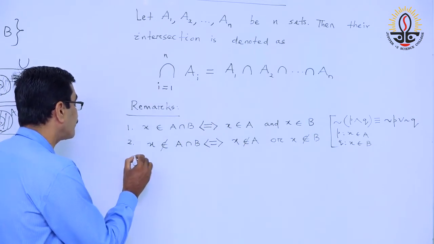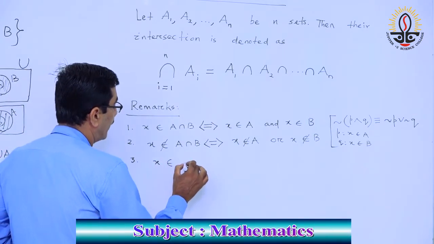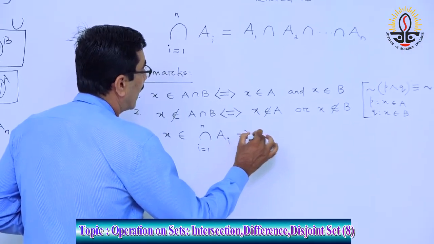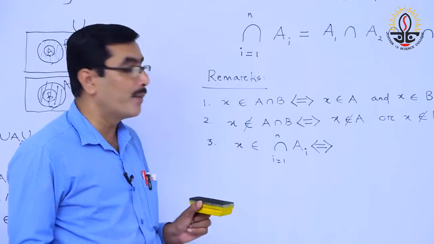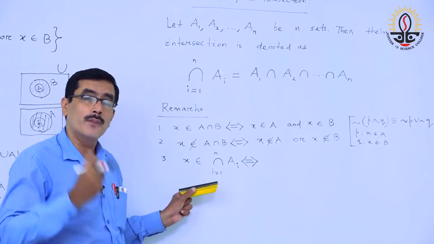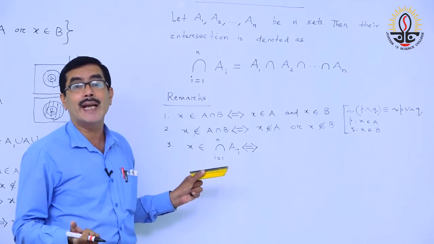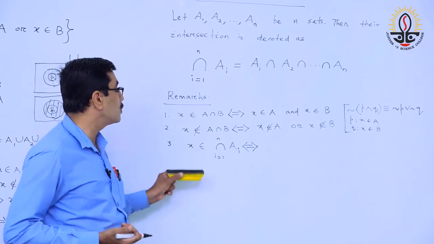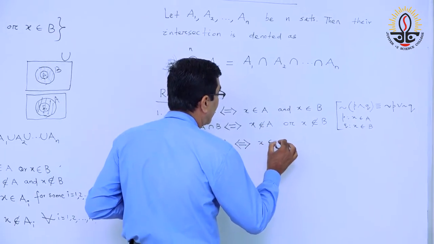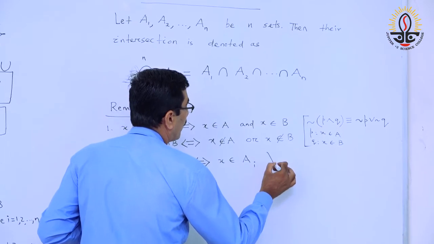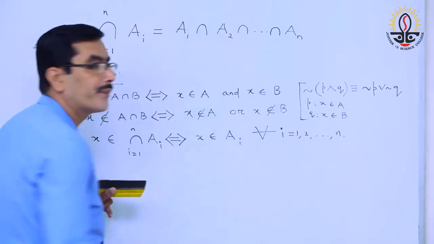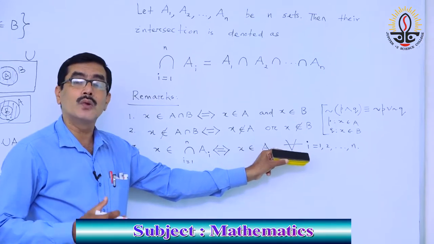Then the third one is x belongs to intersection over i equal to 1 to n of Ai. If there are sets A1 up to An, then for the intersection, x must be in all the Ai. So x belongs to intersection over i equal to 1 to n of Ai implies and is implied by x belongs to Ai for all i equal to 1 up to n.